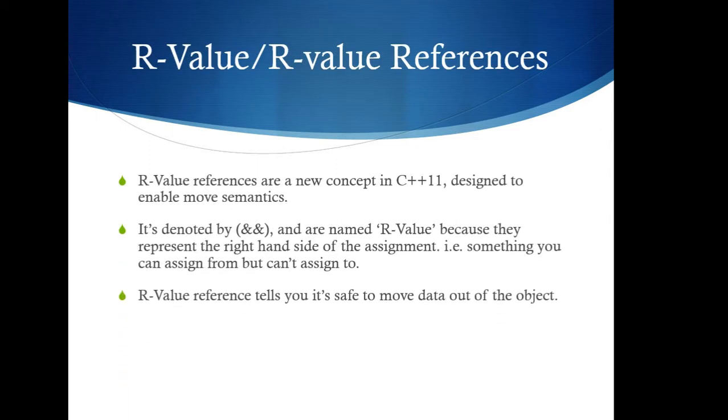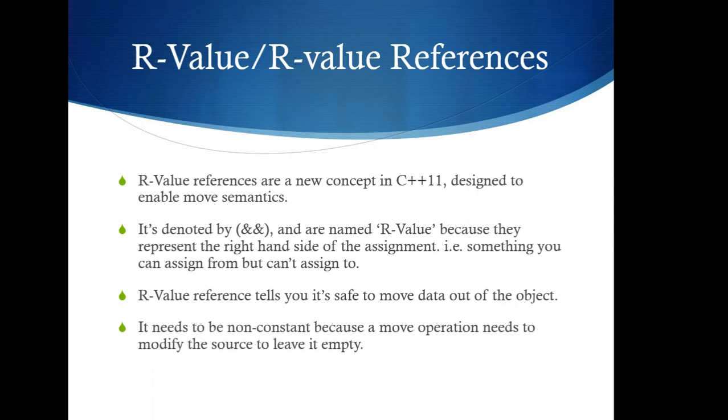Move semantics relies on a new feature of C++11 called R value references. It is denoted by two ampersand signs, and they're named R value because they represent the right-hand side of the assignment. That is something you can assign from but can't assign to. R value references allow you to detect when objects are temporary, so you don't have to preserve the internal state. It allows for more efficient code. In C++03, we couldn't move resources, we could only copy, and thus we couldn't reuse the resources. However, in C++11, because of move semantics, we can keep reusing the resources. R value references also tell you when it is safe to move data out of an object.